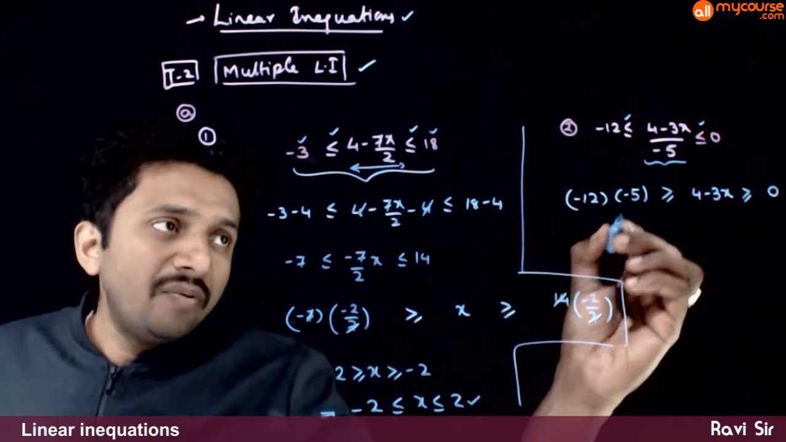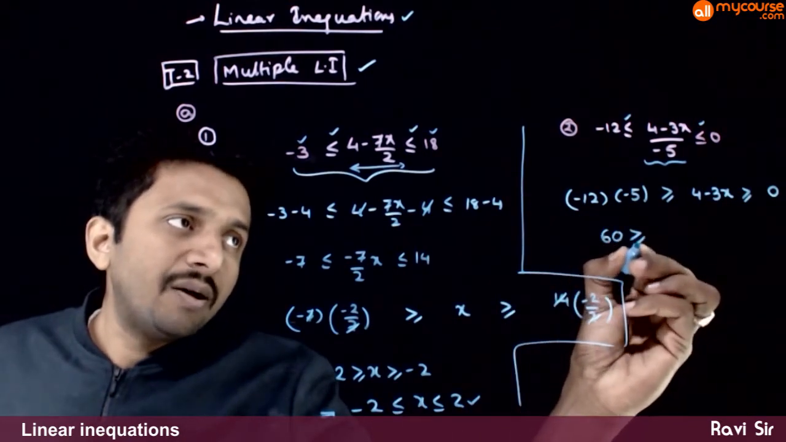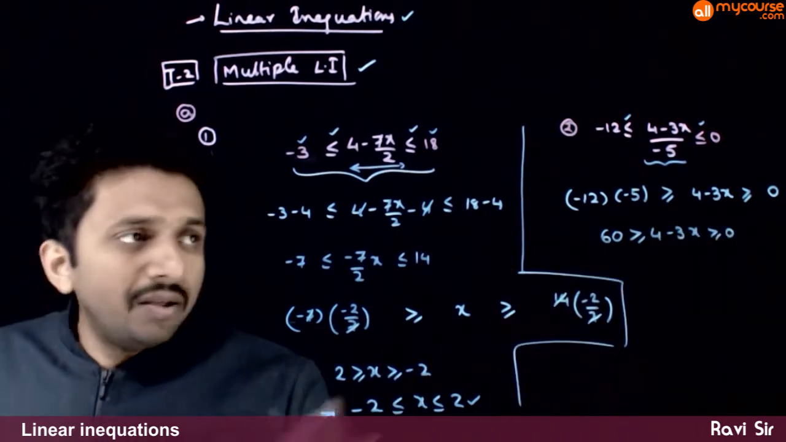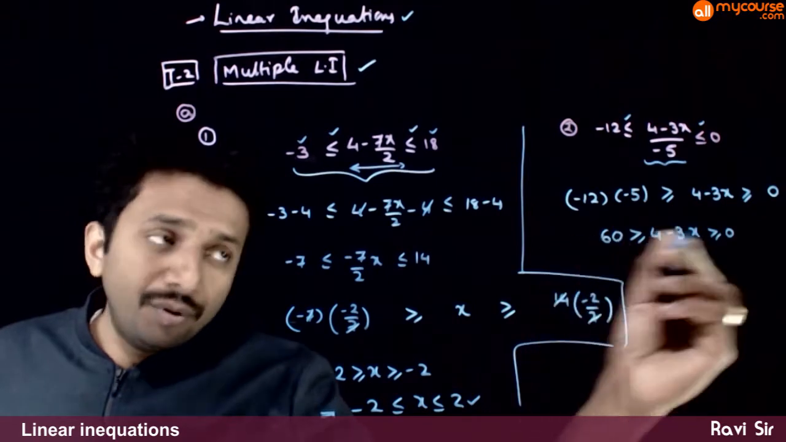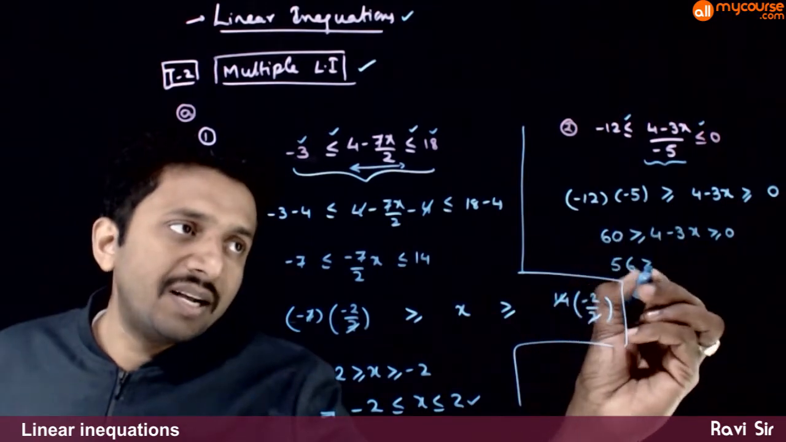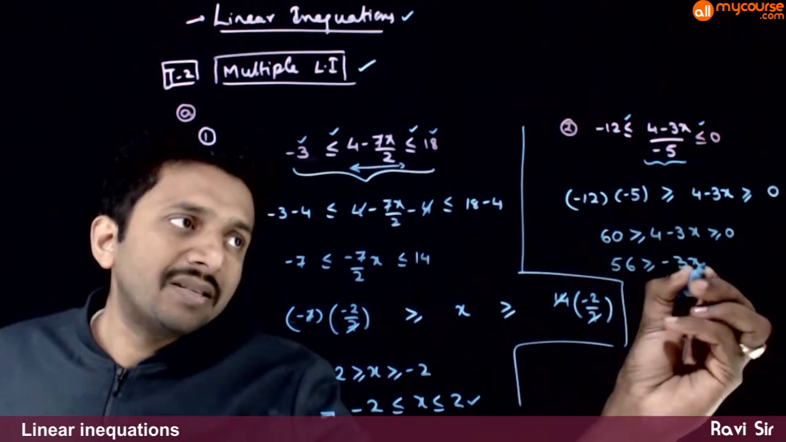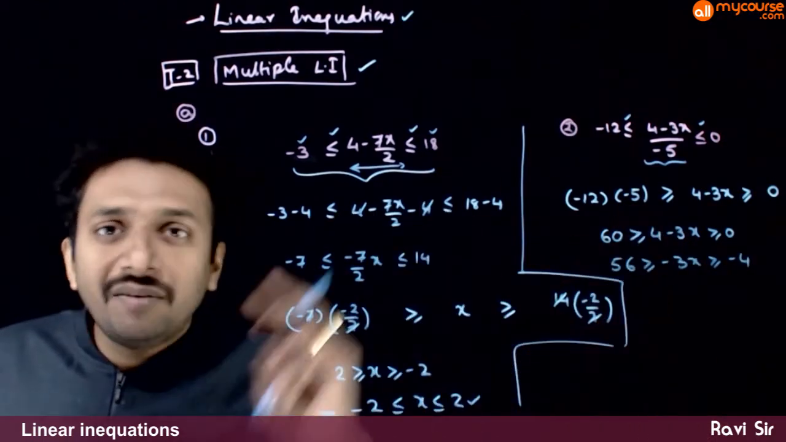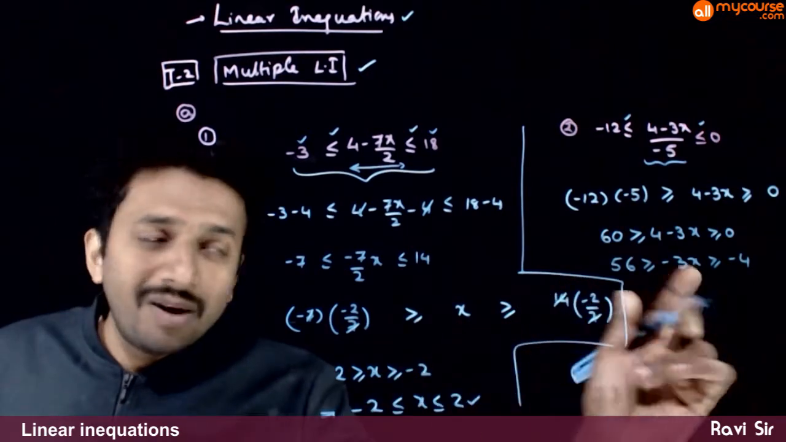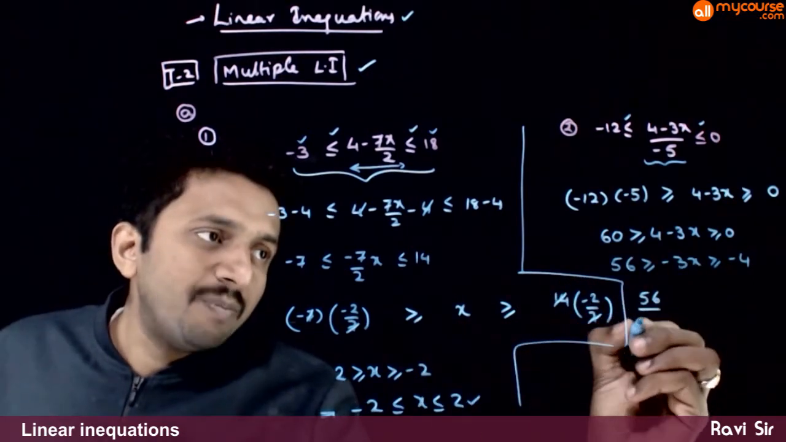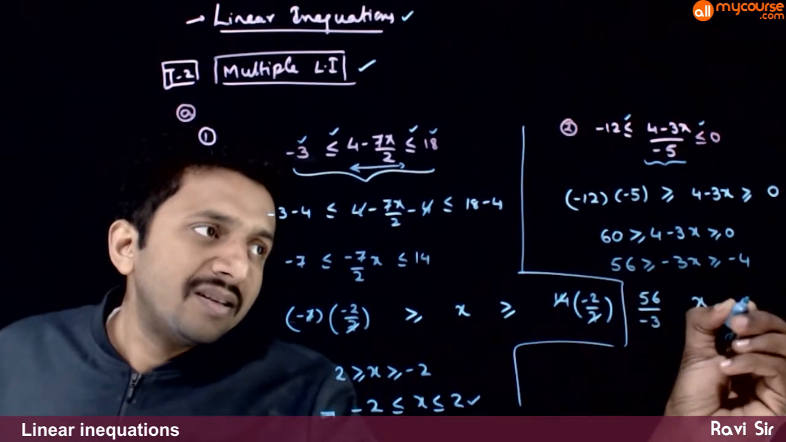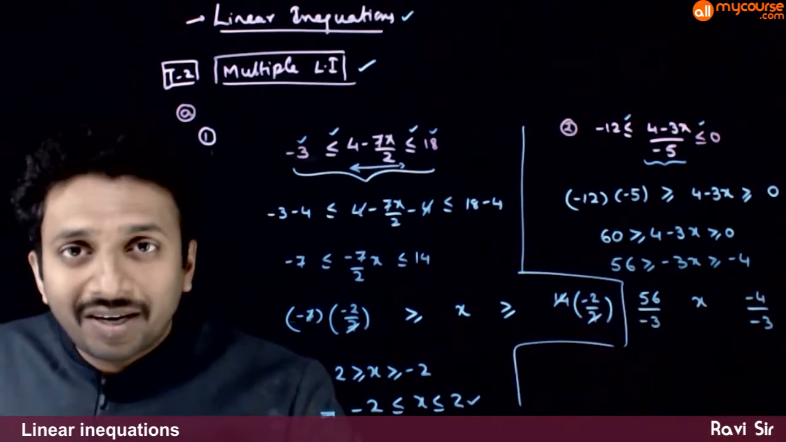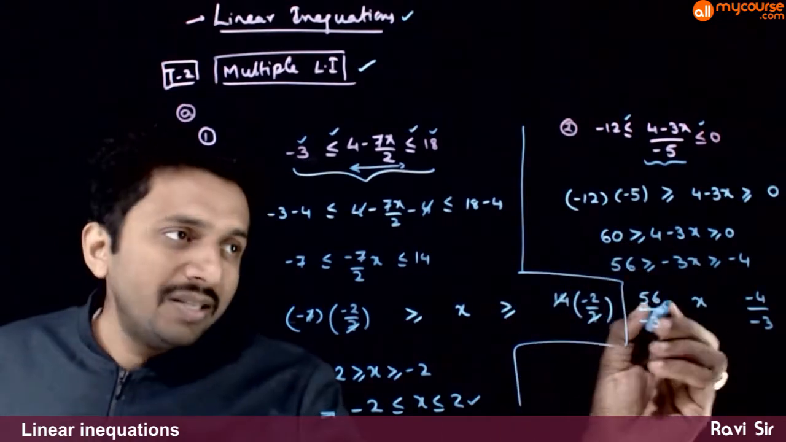So minus 12 into minus 5 is 60 greater than or equal to 4 minus 3x greater than or equal to 0. You can uniformly subtract 4. If you uniformly subtract 4, it becomes 56 greater than or equal to minus 3x greater than or equal to minus 4. And if you uniformly divide with minus 3, 56 by minus 3, x, minus 4 by minus 3. So according to the rules of linear inequalities, the sign of inequality changes.